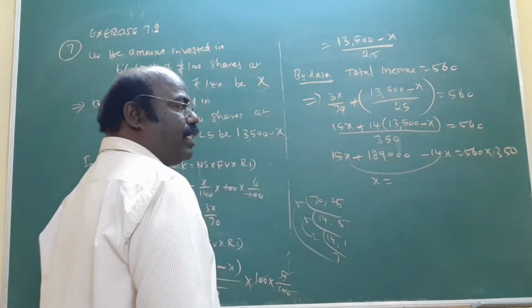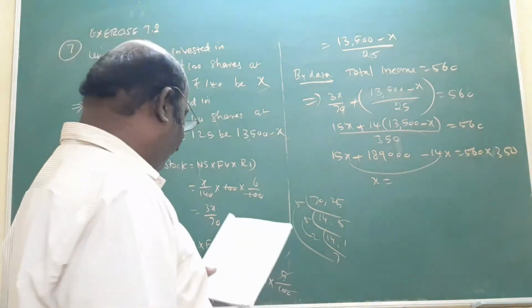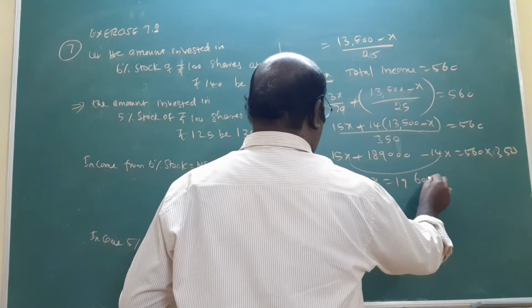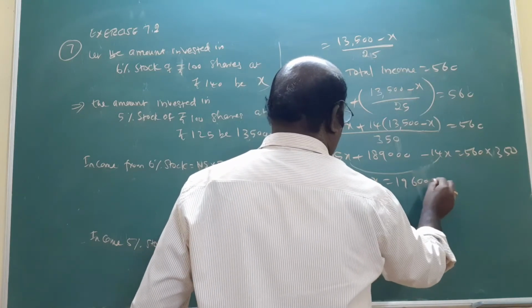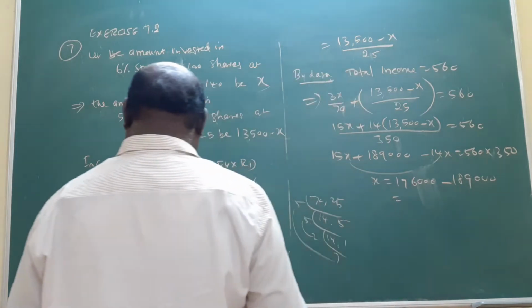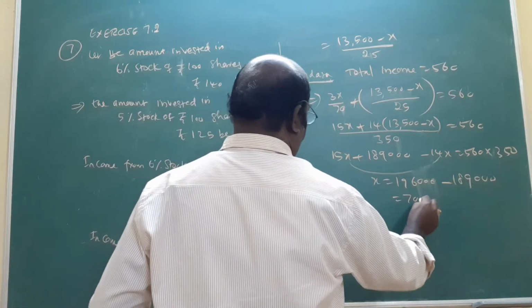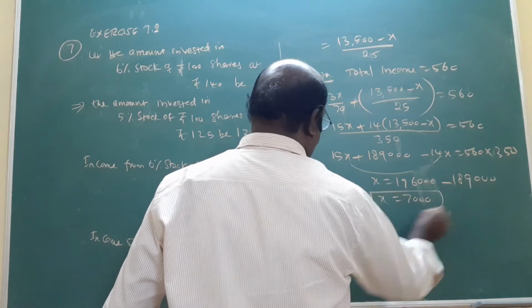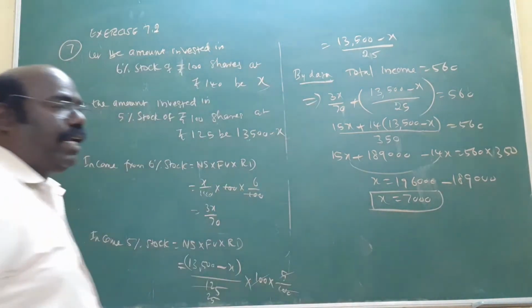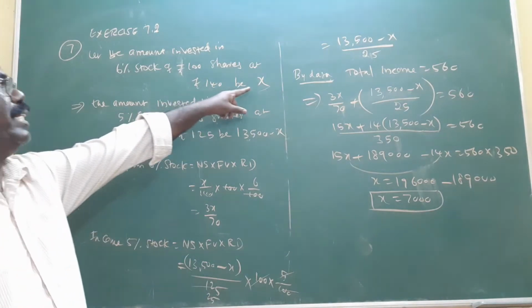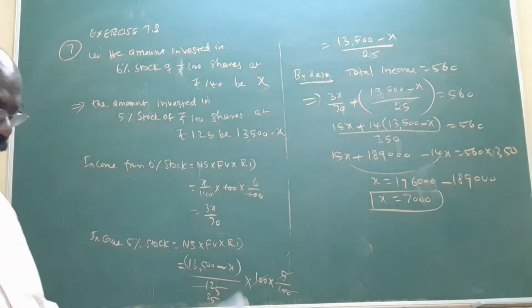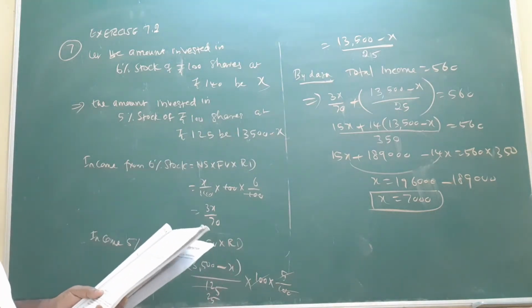Now subtract, we get X. Multiply 560 into 350, again using the calculator, we get the answer 19600 minus 18900. Subtract both, we get the answer 7000. This is the answer. Now, what is being asked? Investment of each stock is asked. The first one is X, and 30,500 minus 7,000 is the second answer.